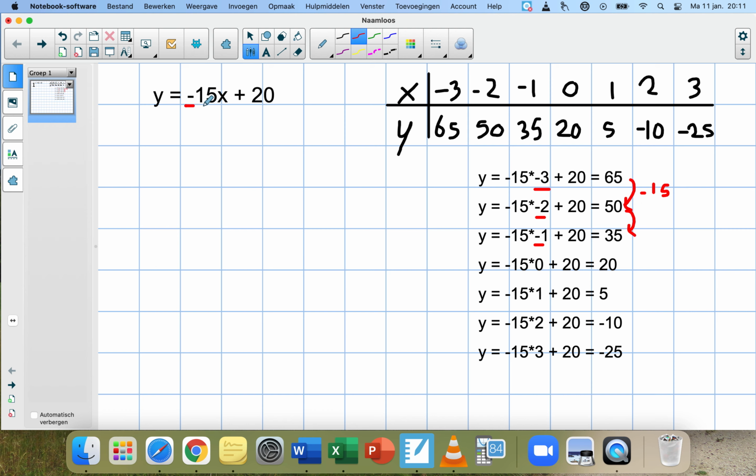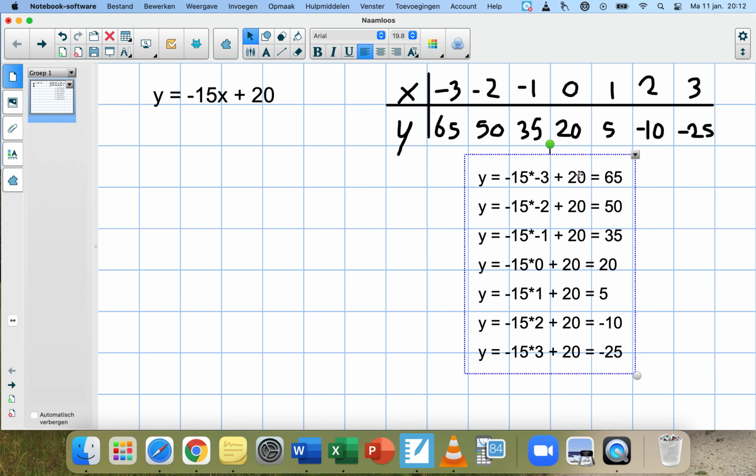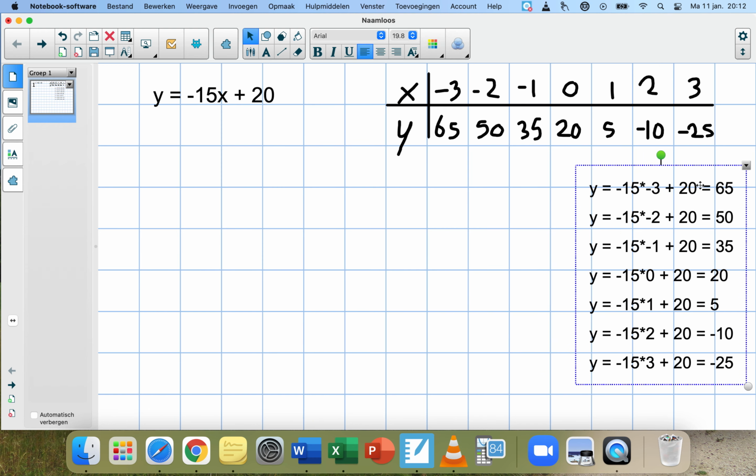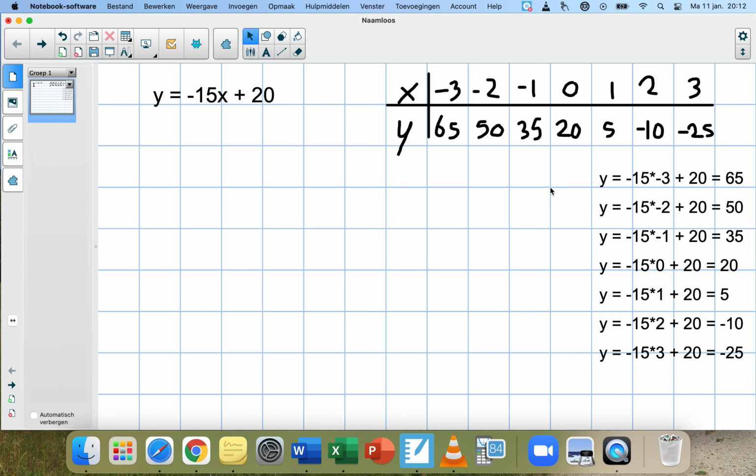And that's because of this minus 15 in front of the x in the formula. So if you see that before you've calculated everything, you can use that to easily calculate some of the other values. For now, I'm going to move this to the side because we don't actually need it anymore.